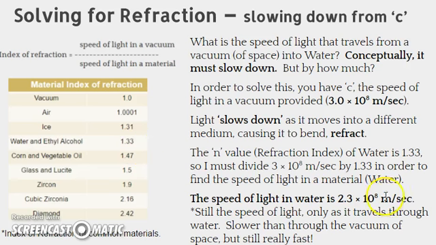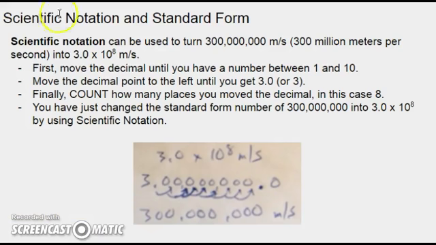So we'll have to look at some scientific notation here. Let's learn how to apply scientific notation from standard form and back and forth. Scientific notation can be used to turn 300 million meters per second, 300 million, into 3.0 times 10 to the 8th meters per second.